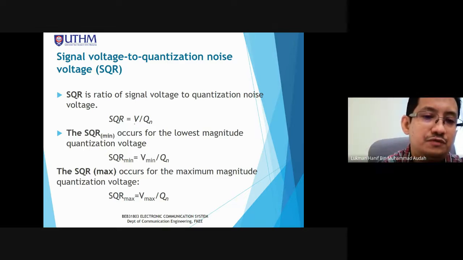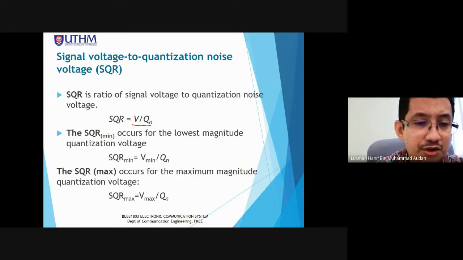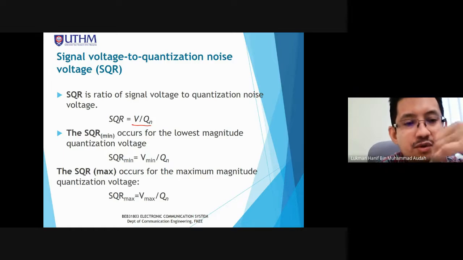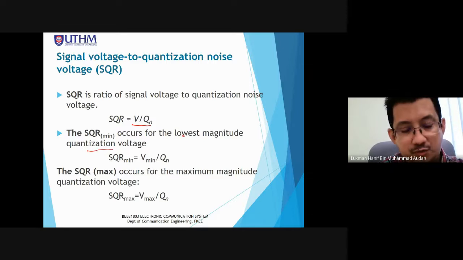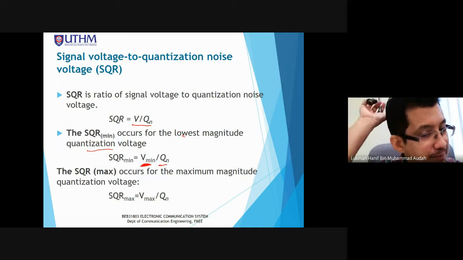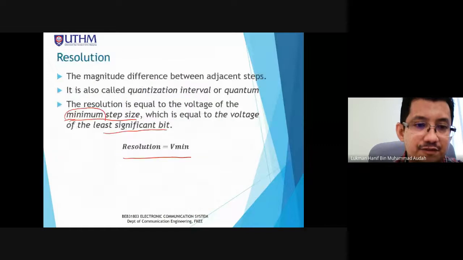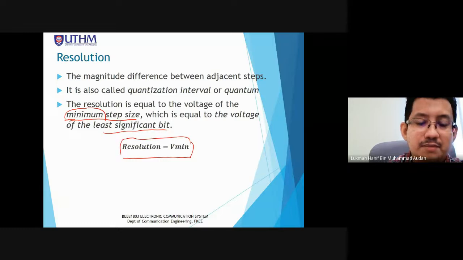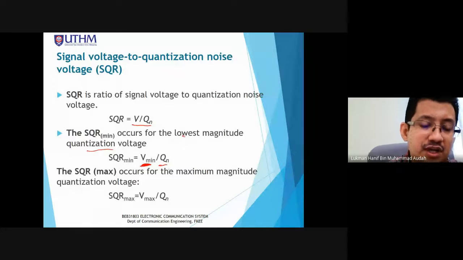Okay, so it is equal to voltage divided with Qn. Qn ataupun QE. So the minimum SQR occurs for the lowest magnitude quantization voltage, which is Vmin divided with Qn. Vmin apa dia tadi adalah resolution yang paling kecil. Ini Vmin is the minimum step size. Okay, the minimum step size. So Vmin divided with Qn.